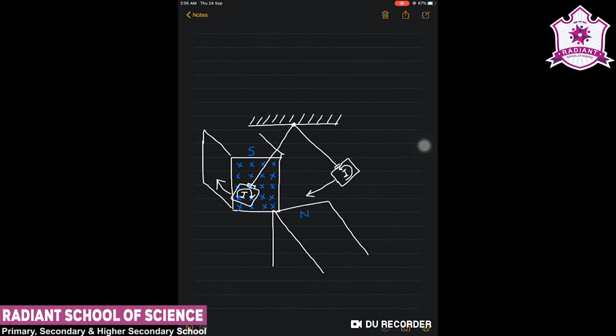Now due to this phenomenon, because of the opposite condition induced inside the plate, it will resist the motion of the plate and it comes to rest. This phenomenon is called electromagnetic damping, because due to the magnetic field, the motion of the plate is resisted and it comes to a halt.